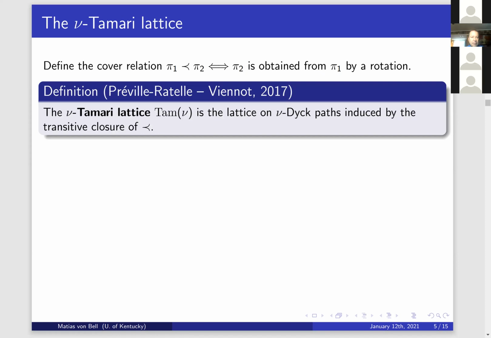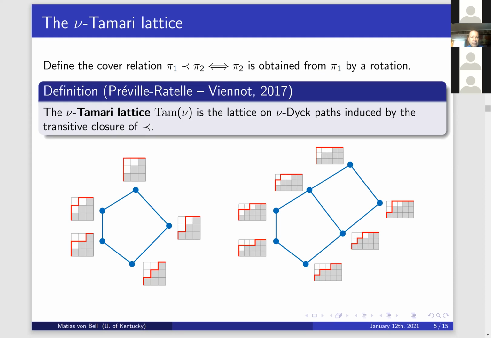And this is the definition of the Newton-Murray lattice given by Préville-Ratelle and Viennot. It's the lattice of nu-Dyck paths induced by the transitive closure of this cover relation. And some nice examples here on the left. In the classical case, we obtain the classical Tamari lattice, where nu is the staircase path. And then in the running example that we've been looking at, we obtain a new Tamari lattice that looks like the one on the right here.